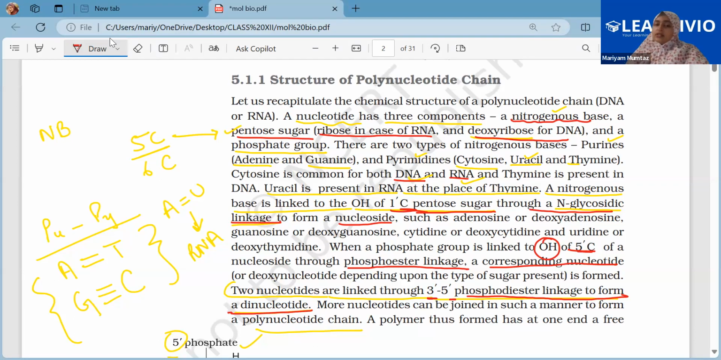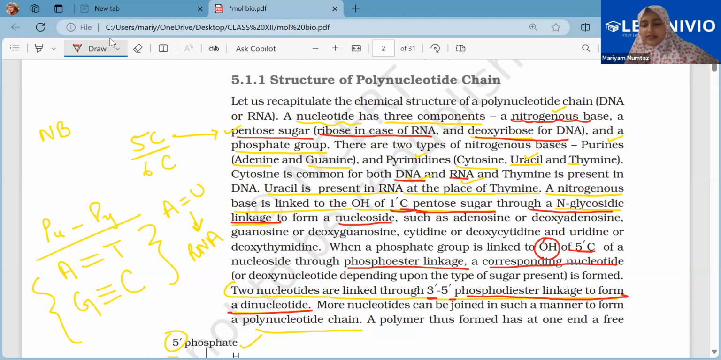So the names of the bonds are very important. They can be asked in the exam as to which bond is present between the nucleoside, and which one is present in the nucleotide. All of these things will be very crucial as far as assertion-reason and statement-wise questions go. This is very important. Now, more nucleotides can be joined in such a manner to form a polynucleotide chain.